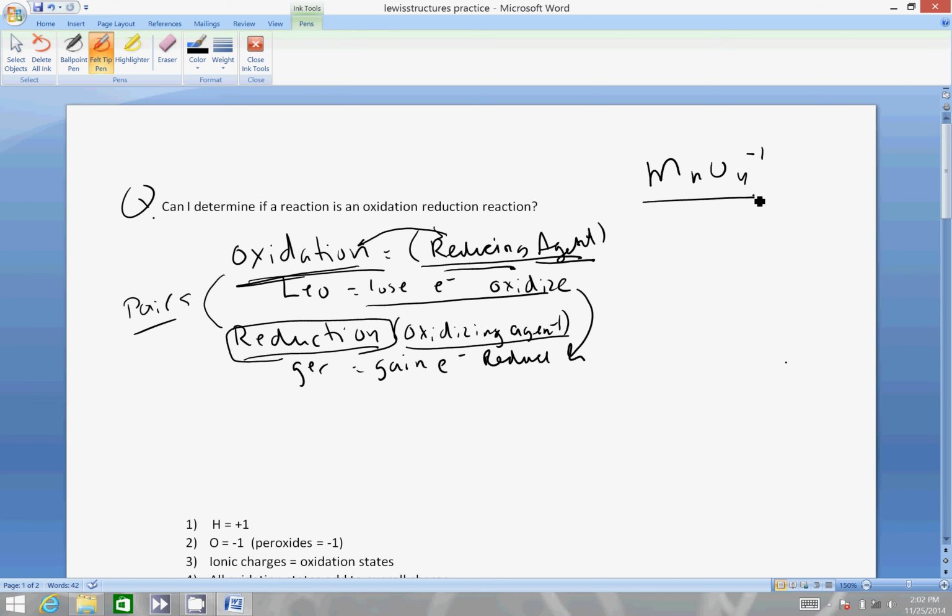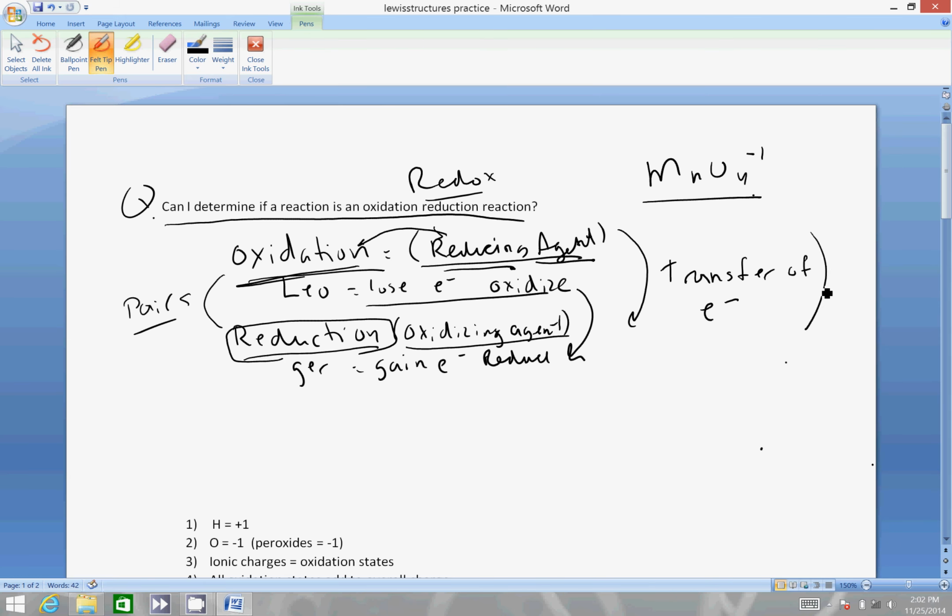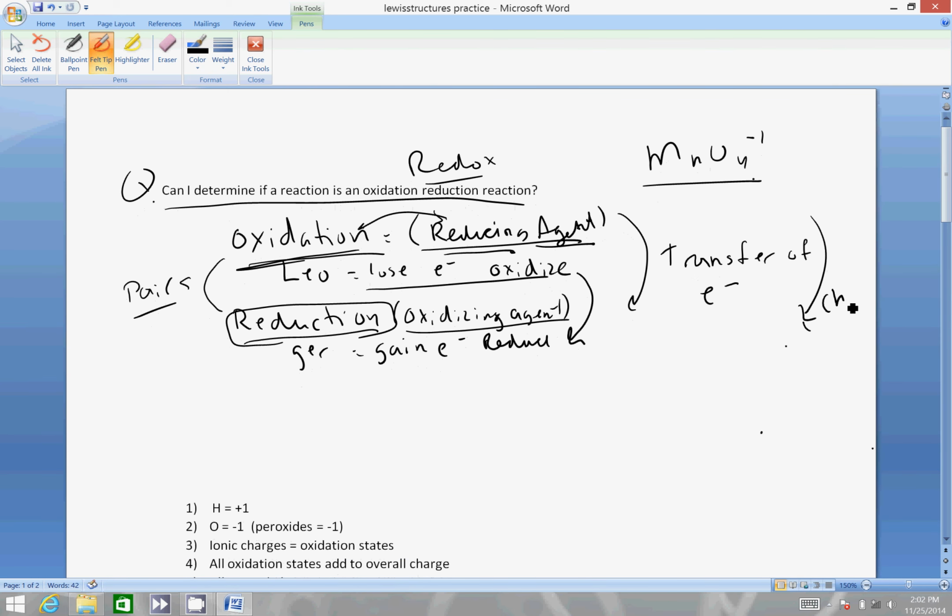So keep in mind, if I want to answer the question, can I determine if a reaction is oxidation, reduction, or a redox, then I'm looking for a transfer of electrons, or I'm looking for charges changing. So charges change. Charges changing. Sometimes it's easier to see charges changing than others.